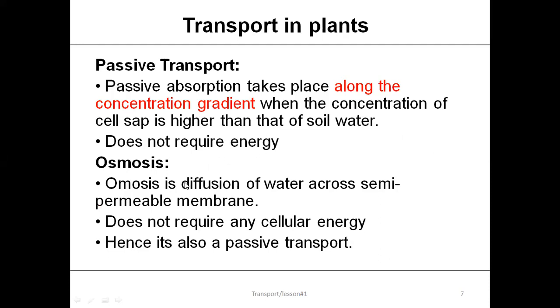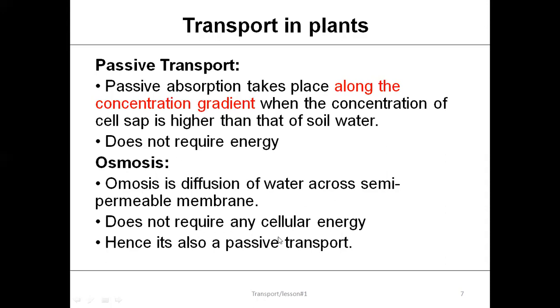Now, what is osmosis? Osmosis is diffusion of water across a semi-permeable membrane. When a semi-permeable membrane comes and water passes through that membrane, it is known as osmosis. When the water is passing through the cell wall, it is known as diffusion, because in diffusion the cell wall is not a selective membrane. Cell membrane is a selective membrane. तो वहां पर उस diffusion को हम बोलेंगे osmosis.